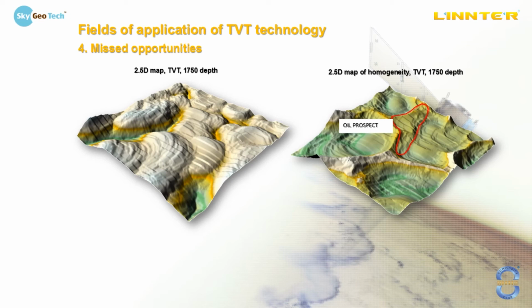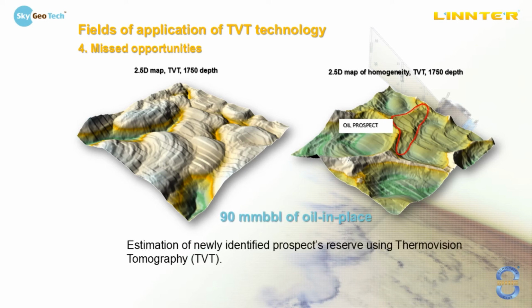And using additional information such as porosity and fluid saturation, we made an estimation. And as you can see, 90 million barrels of oil were simply missed. TVT technology can increase profit by finding and showing these hidden places.